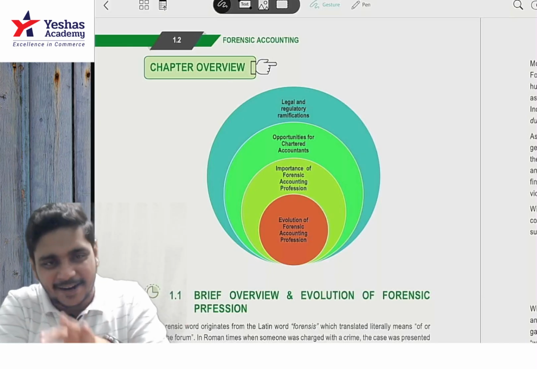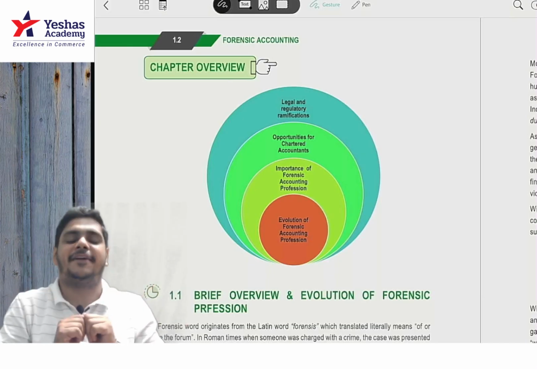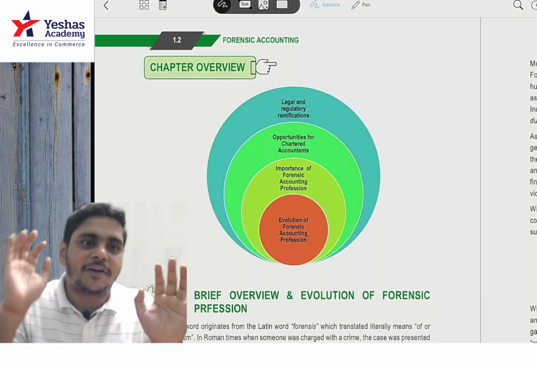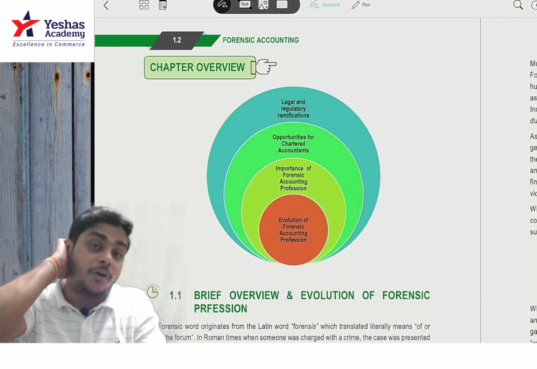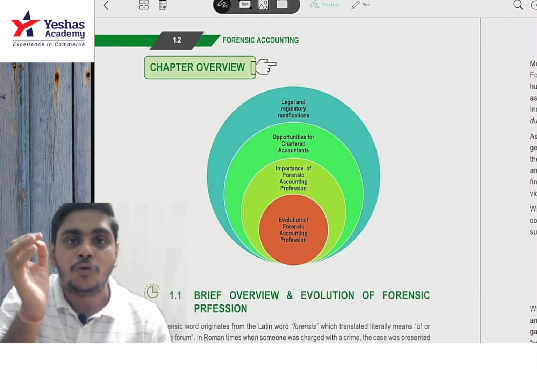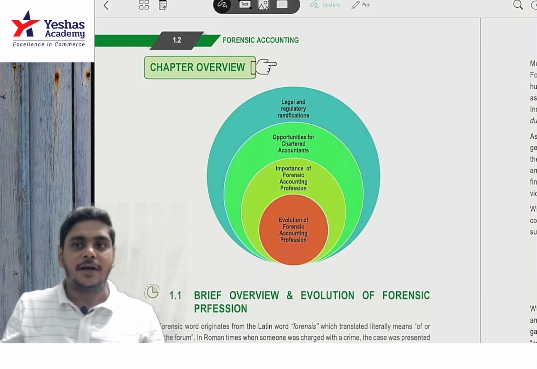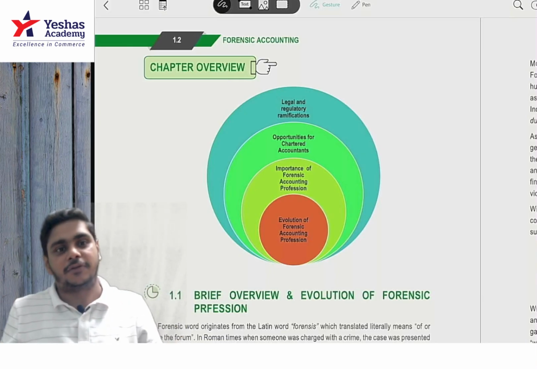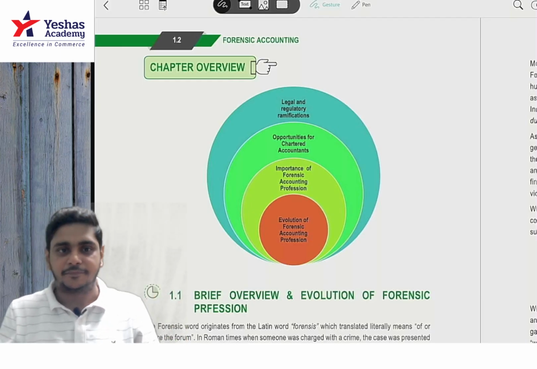Here in our syllabus, we are not trying to find out the murderer, guys. We are trying to find out the fraud perpetrator. Who did the fraud? How did he conduct the fraud? We are trying to find that out here.